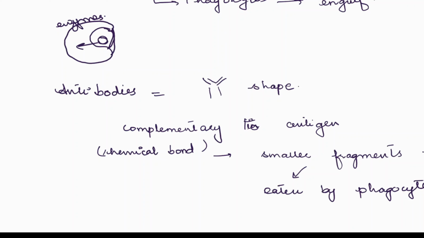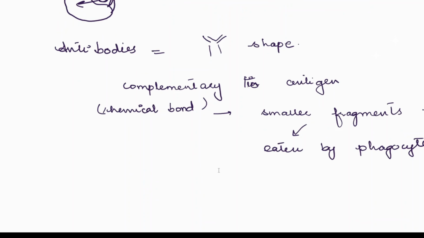So I'm again repeating that white blood cells show their response in two ways. One is through lymphocytes and one is through phagocytes. Phagocytes simply engulf the antigen, take it into their cell, and then destroy it with the help of chemical action with the help of enzymes. While antibodies that are produced by lymphocytes are Y-shaped and complementary to the antigen. So they convert the antigen into smaller fragments that are eaten up by the phagocytes.